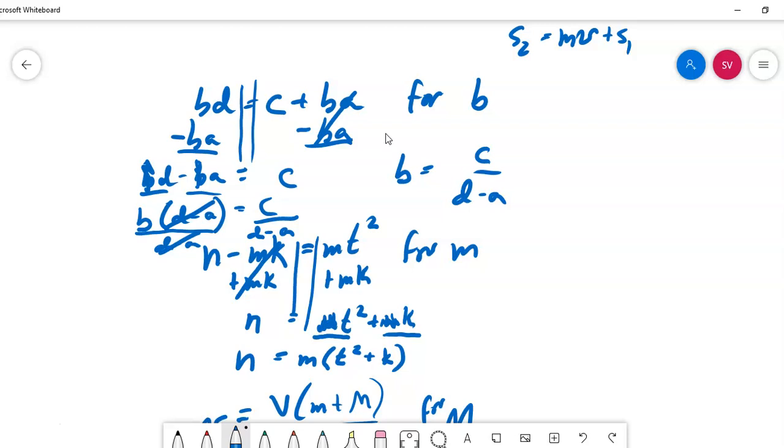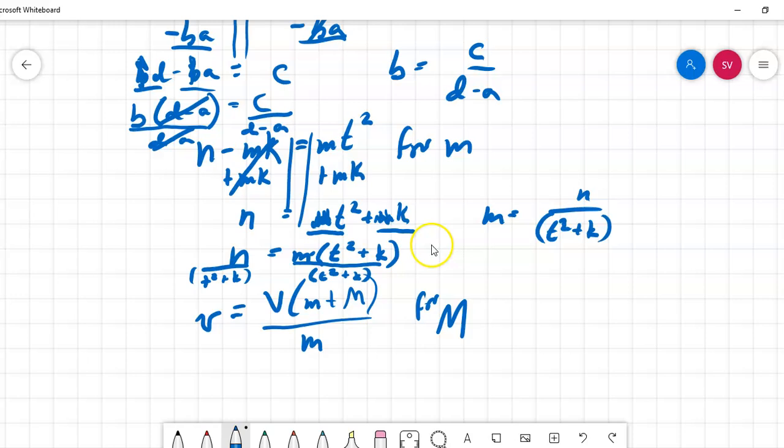So now to get M by itself, I have a T squared plus K attached to the M by multiplication. So what's the opposite? Division. So T squared plus K on the right, T squared plus K on the left. So M is equal to N over T squared plus K. And that's it.